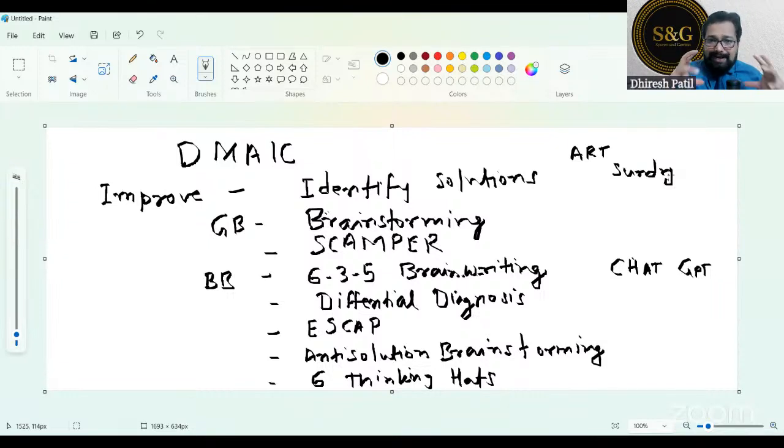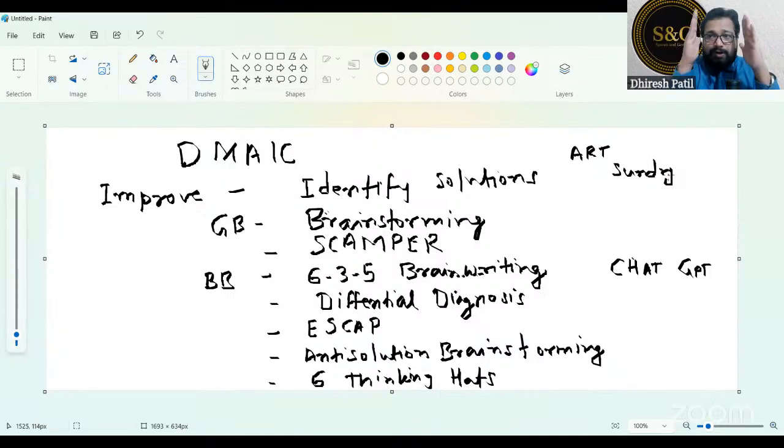So the idea is to generate solutions without any filter. Generate all the ideas, take all the ideas, without any filter. Once you have the list of ideas, then you get to the prioritization techniques. Are you clear?